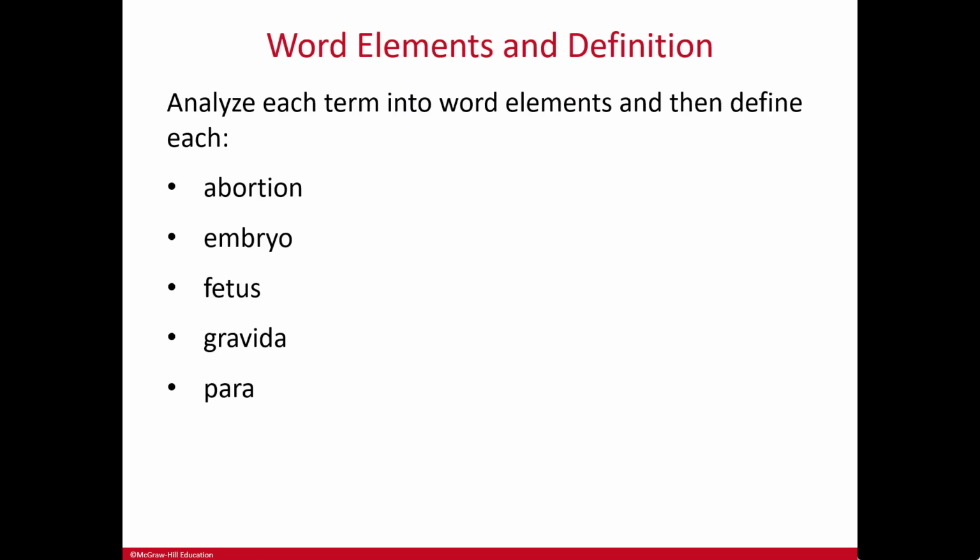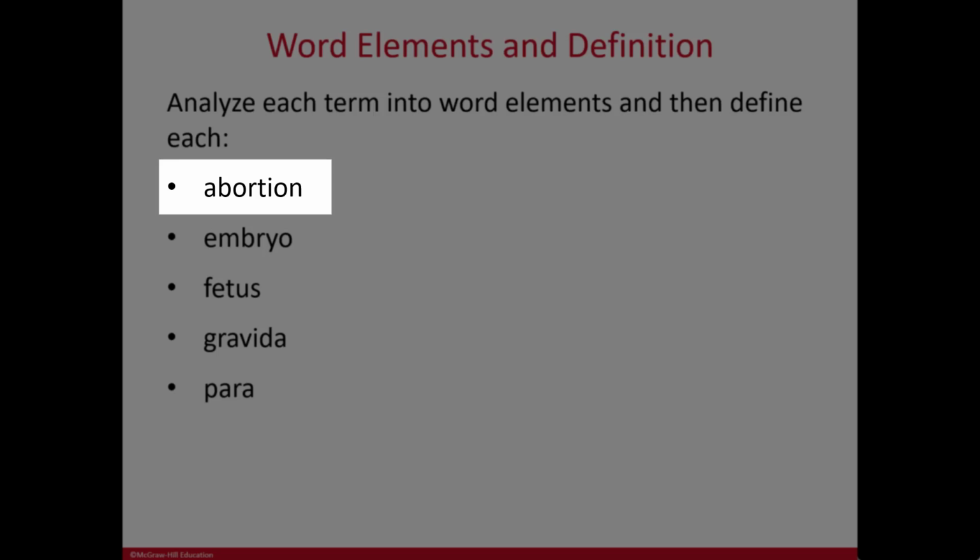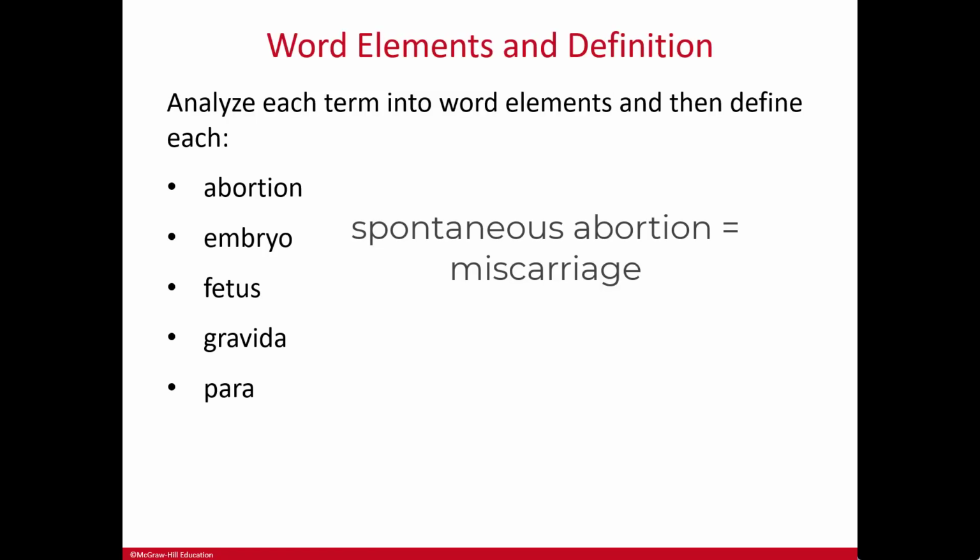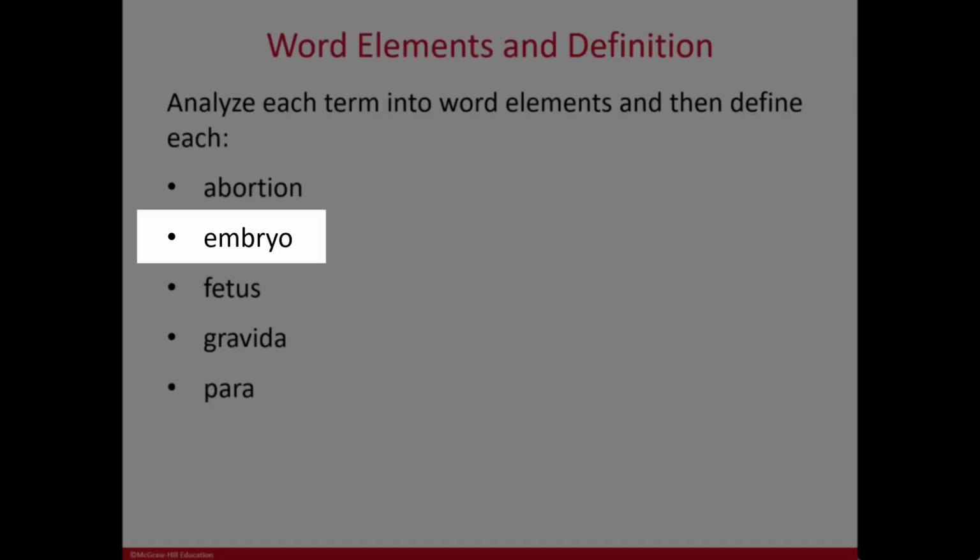Okay, so let's talk about some pregnancy terminology because there's a lot. In a previous video, we used the term abortion, and abortion simply means the termination of a pregnancy. It could either be spontaneous or induced. The term embryo refers to conception until week 8. The term fetus we use from week 8 until birth.